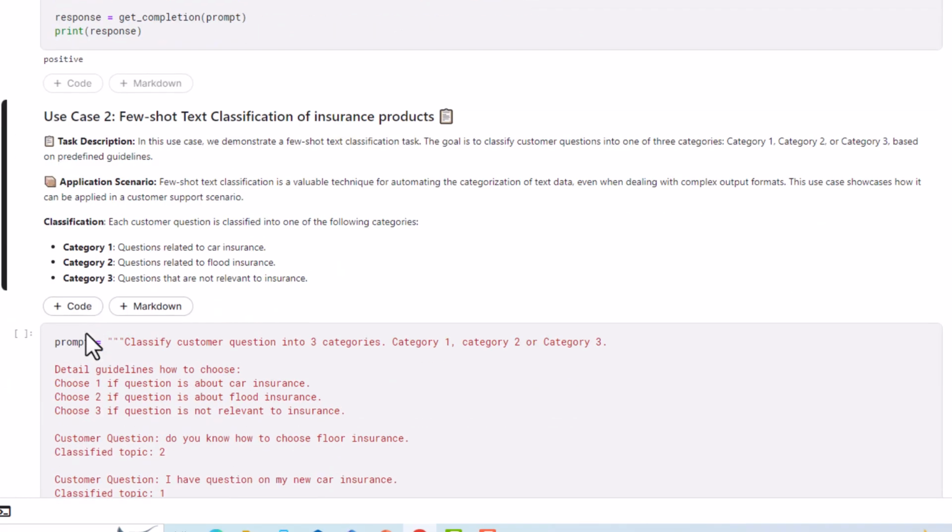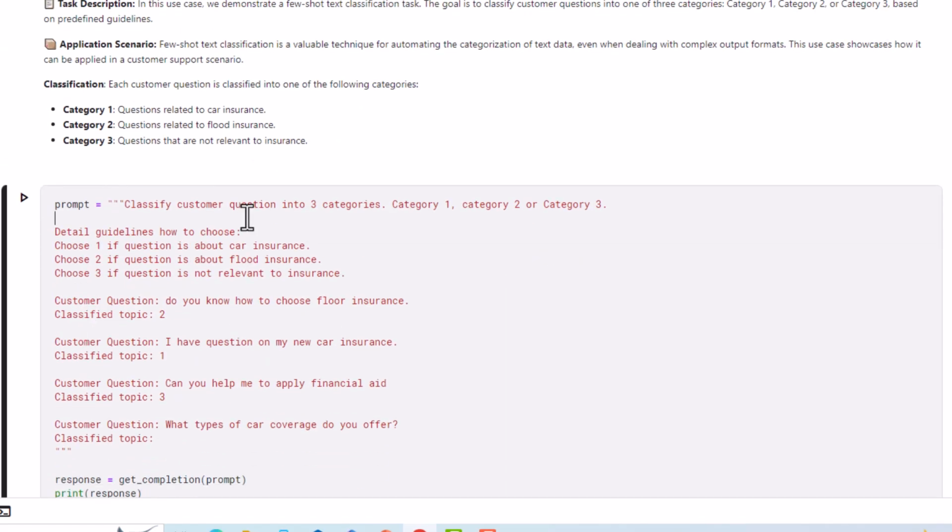The next use case within classification is called few shot text classification. This few shot text classification is really important when you have a very difficult output format which is ingested by your downstream application. And here we will use few shot prompting as we looked into in our last video. Here we will look at one such customer support scenario where we want to classify the customer questions into three parts: category 1, 2, and 3.